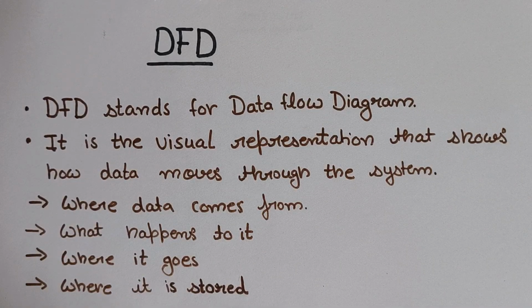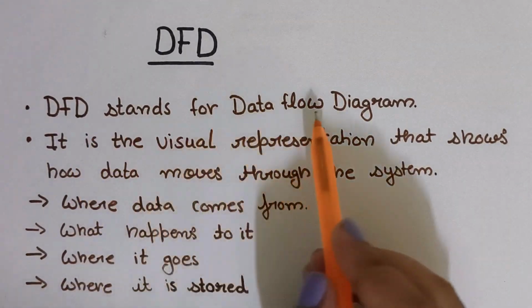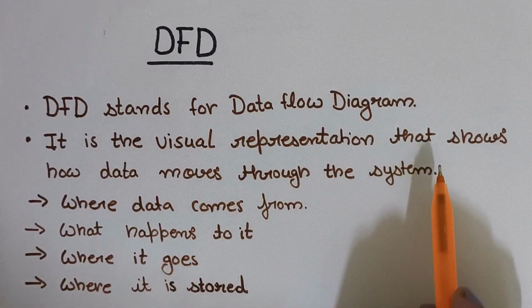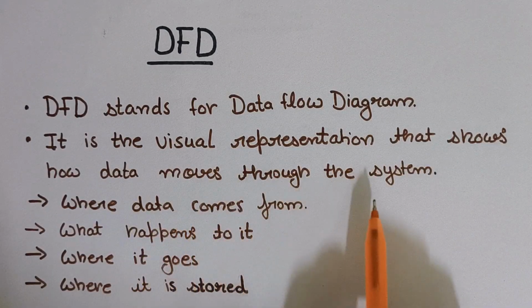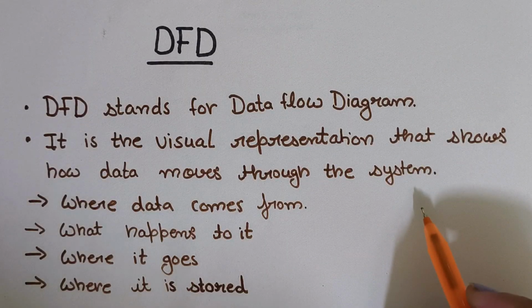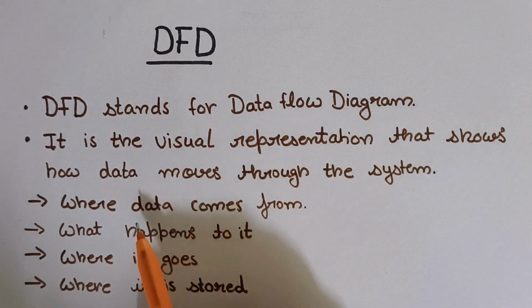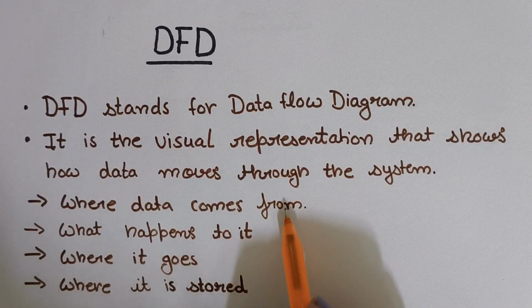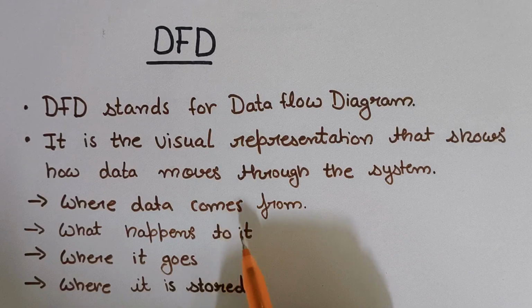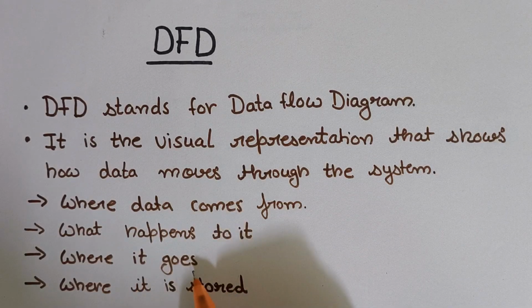Today we are going to learn about DFD. DFD stands for Data Flow Diagram. It is a visual representation that shows how data moves through the system. Basically, it is like a picture of data movement in the system. It shows where data comes from, that is input, what happens to the data, called process, where it goes, called output, and where it is stored, that is data store.